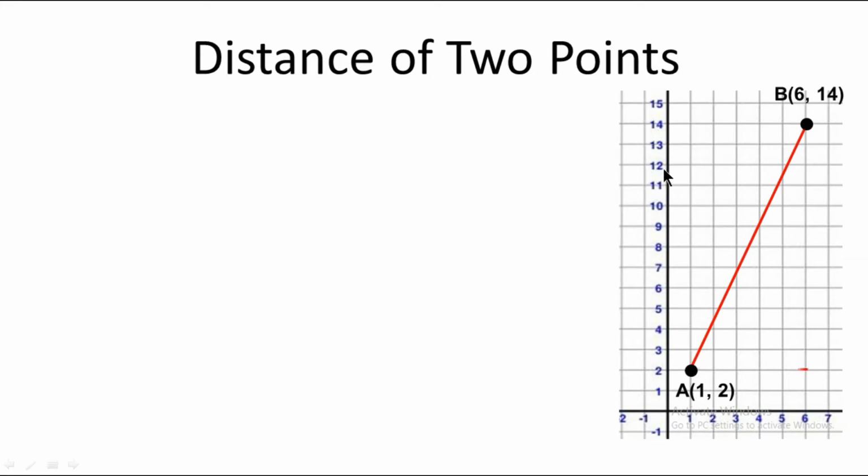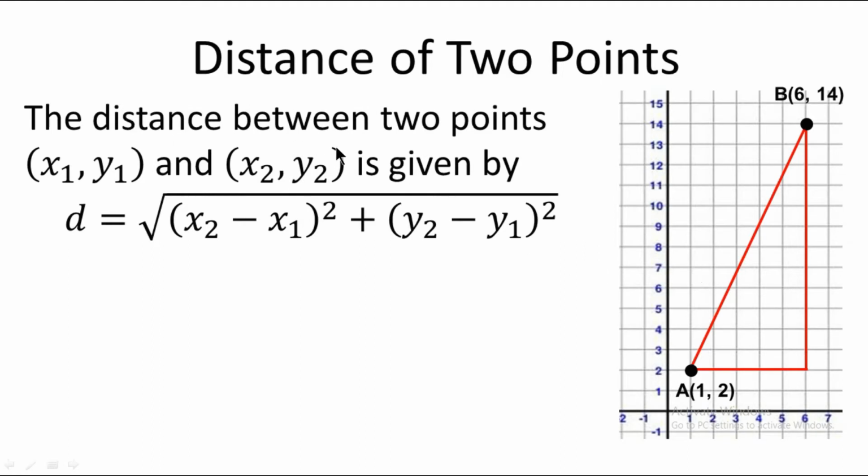As you can see here, if you make a vertical straight line from one of the points and make a horizontal straight line from the other point, actually you are going to make a right angle triangle. In this right angle triangle, the distance between A and B is the hypotenuse. That's why the distance between 2 points, let's say x1, y1 and x2, y2, is given by this one. D stands for distance, equal to the square root of (x2 minus x1) squared plus (y2 minus y1) squared.